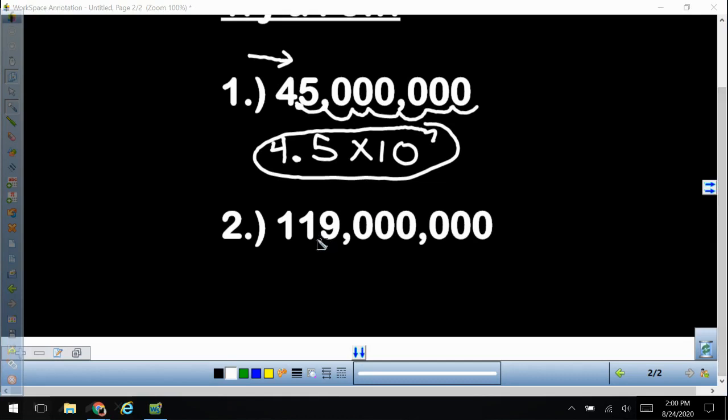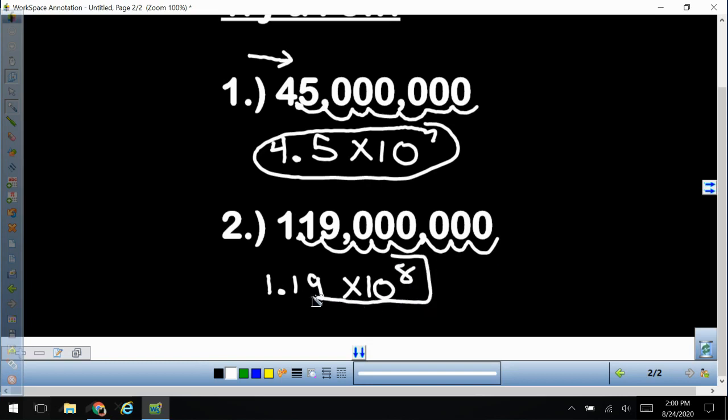I'm going to do the next one, or if you want to go ahead and pause the video and try this one on your own, you can do that. The first thing I'm going to do is put a decimal behind the very first number that's greater than 0, which if I read from left to right is going to be this 1. I'm going to write my coefficient. Remember, I write everything except the zeros. So this time I'm going to write 1.19 times 10, always the times 10. And how many times will this decimal get moved? 1, 2, 3, 4, 5, 6, 7, 8. 8 times. My answer is 1.19 times 10 to the 8th power.